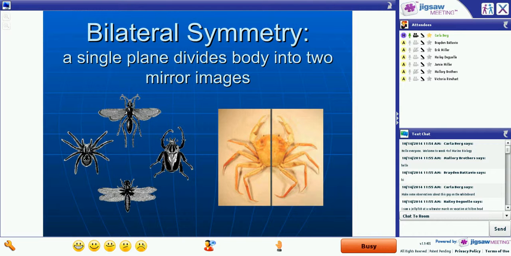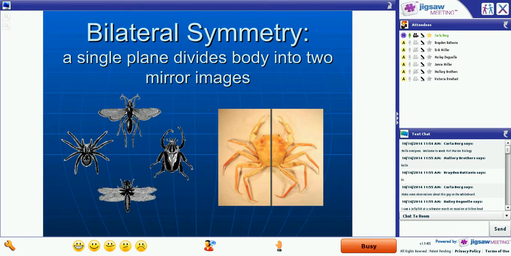So right up here on this slide, you see a picture of a crab. The crab is divided into two equal halves, a right half and a left half. It has one eye on the right half, one eye on the left half, one large claw on the right half, one large claw on the left half. It is exhibiting bilateral symmetry. It can be divided in one spot into two mirror images.